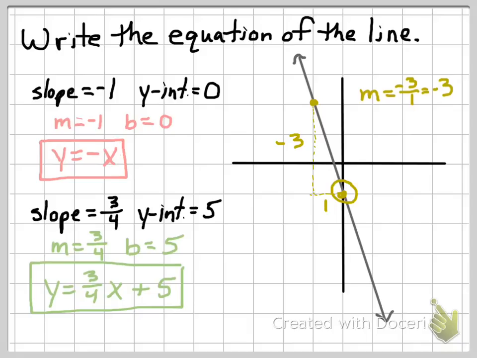Then you can see that the b is always where it crosses the y-axis. So it crosses at negative 1, so b is negative 1. Now that I have m and b, I can write the equation. I get y equals negative 3x minus 1.